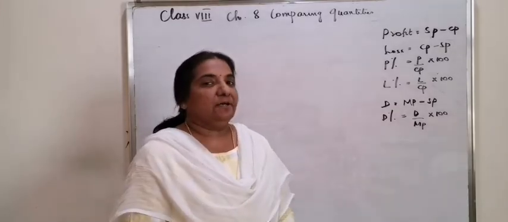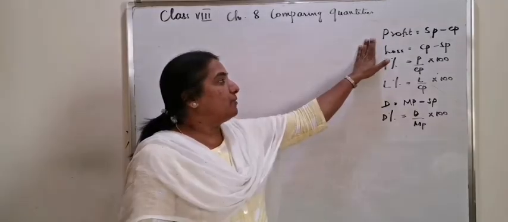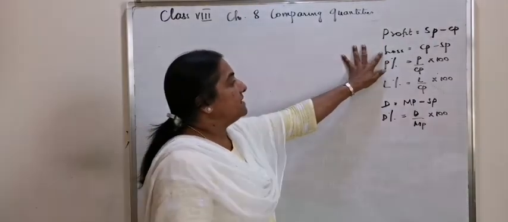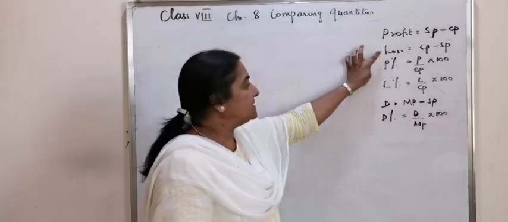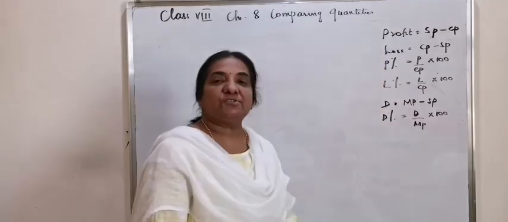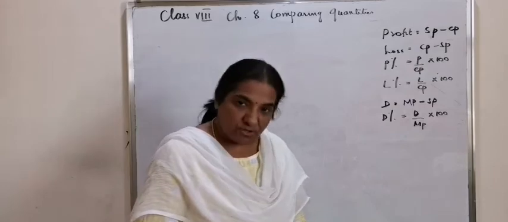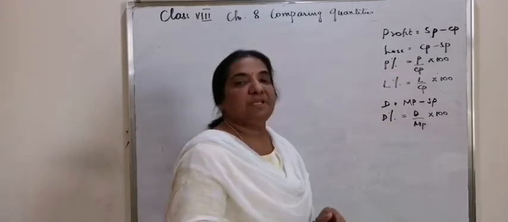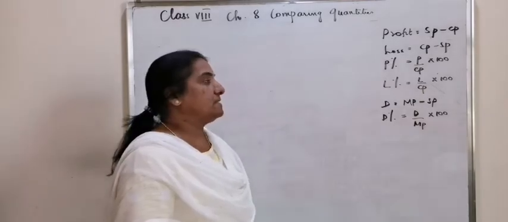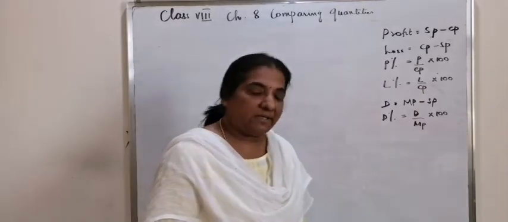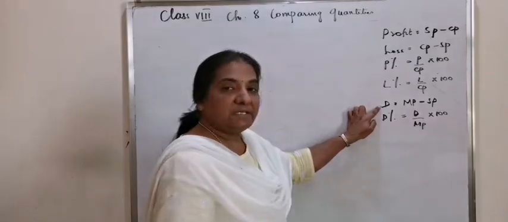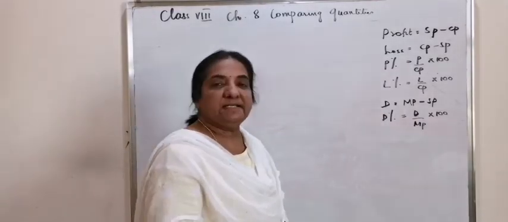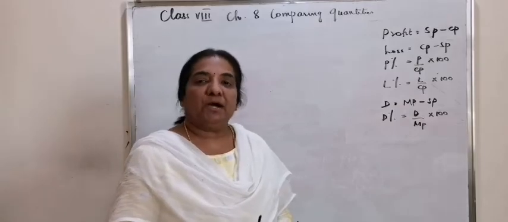Before that, a review on the formulas. Profit is selling price minus cost price. Loss is cost price minus selling price. Profit or loss percent is always calculated on the cost price, that is, profit percent is equal to profit by CP into 100. Loss percent is equal to loss by CP into 100. Discount is marked price minus selling price. Discount percent is D by MP into 100.